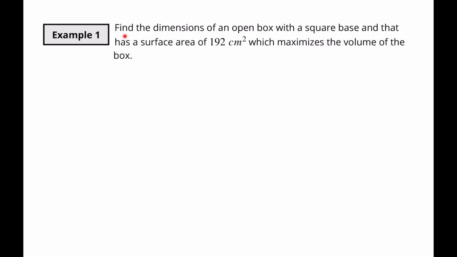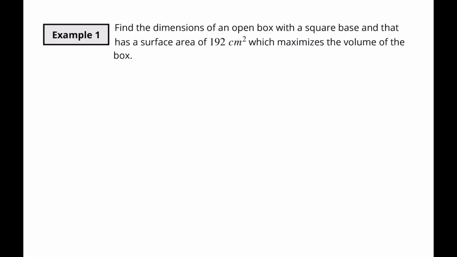So let's look at our first example. Our first example says find the dimensions of an open box with a square base that has a surface area of 192 centimeters, which maximizes the volume of the box. All right, so we're looking at what we're trying to do. First thing is we have to identify what we are trying to minimize or maximize. In this case, we're trying to maximize the volume. All right, so that's going to be our end goal. We know we're going to have to maximize the volume.